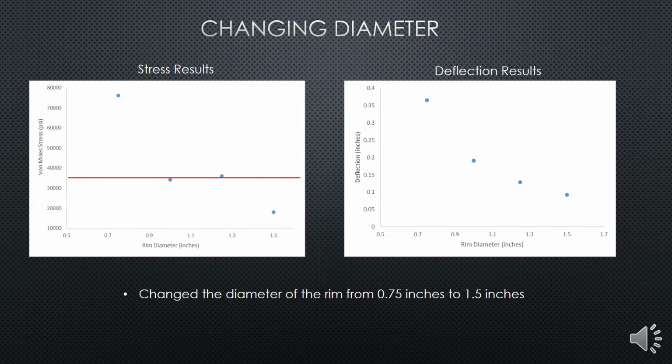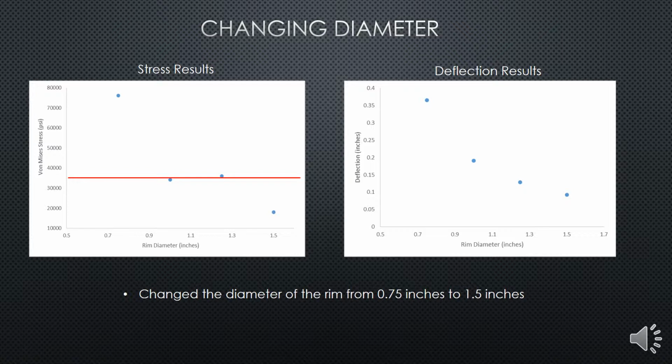These two graphs are showing the result from the diameter of the rim change from 0.75 inches to 1.5 inches. This is the range that we decided would be a good estimate of a rim in real life. And on the stress graph, we included a red line to show the yield strength of aluminum.